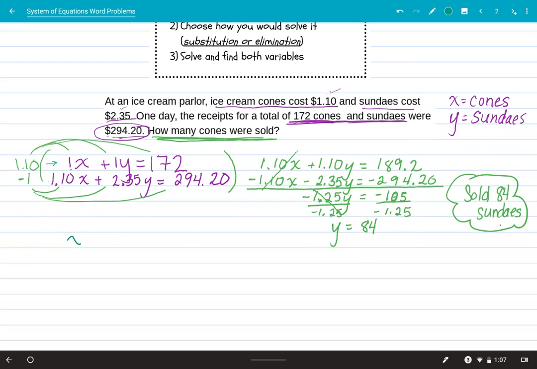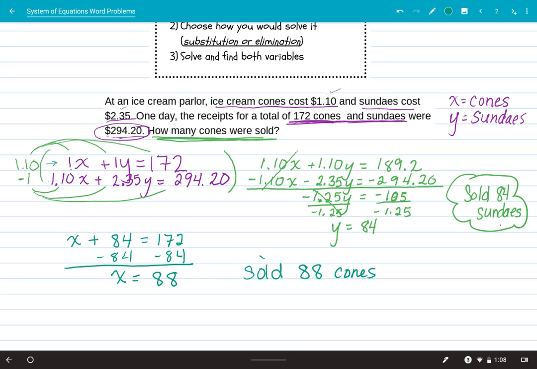I don't know how many cones were sold, but I do know 84 sundaes were sold. So instead of the y, put 84 equals 172. Subtract it, and use your calculator if you need to. My calculator decided to go on the fritz. Okay, there we go. We know they sold 88 cones. And that's how you solve it.